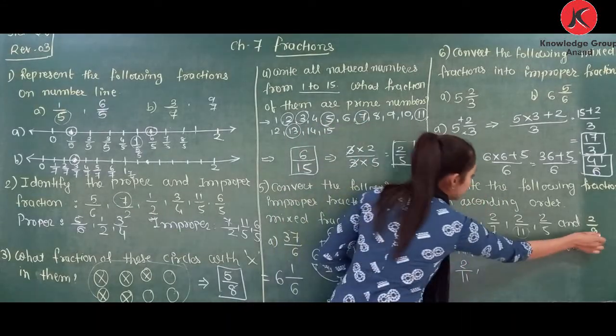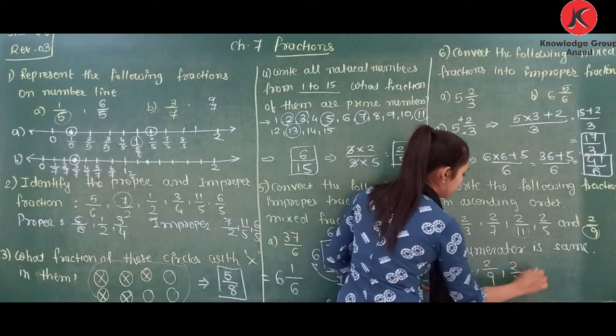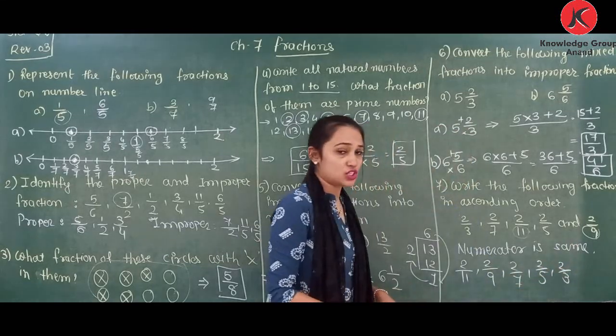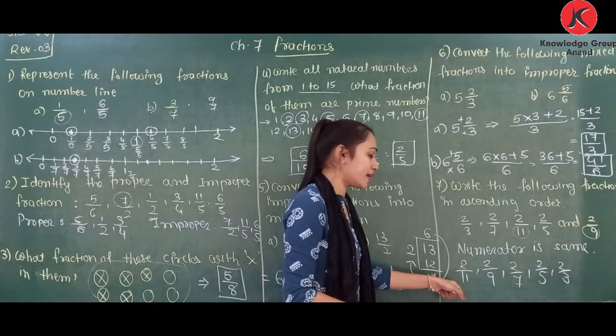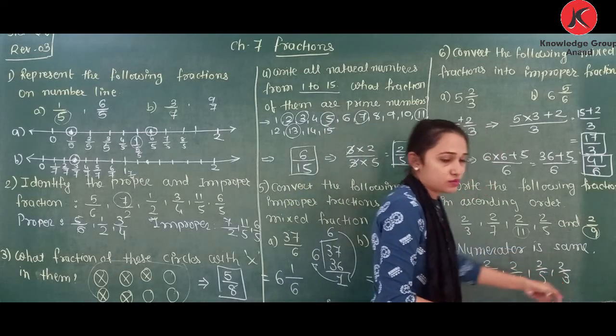Now next is 2 by 9, 2 by 7, 2 by 5 and 2 by 3. If we are arranging them into ascending order, then 2 by 11 will be the smallest one, and 2 by 3 will be the largest one.